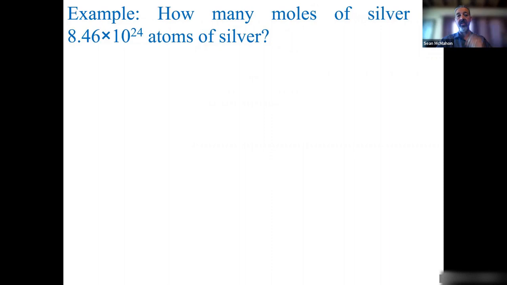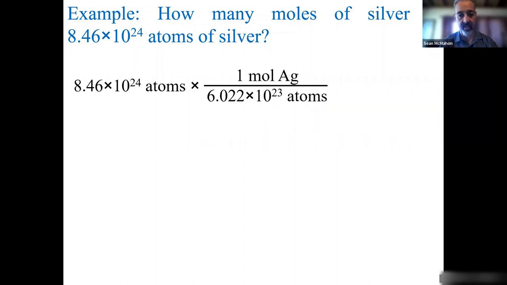How many moles of silver is 8.46 times 10 to the 24 atoms of silver? Okay, so now I want to find moles instead of the number of atoms. Well, that's fine. I start with the number of atoms. I want to go to moles. I know 1 mole of anything is 6.022 times 10 to the 23rd atoms, so that goes on the bottom. The units of atoms cancel.